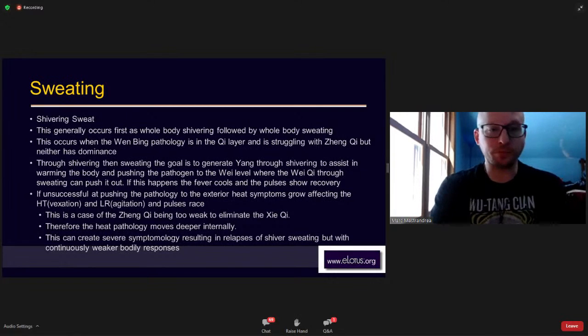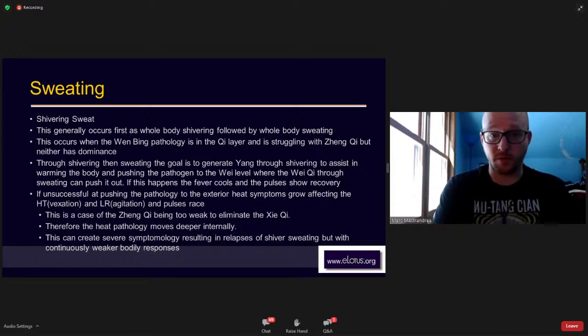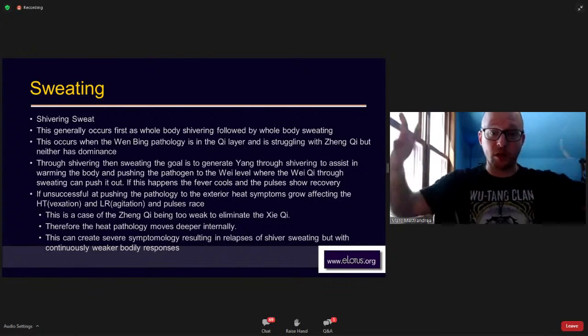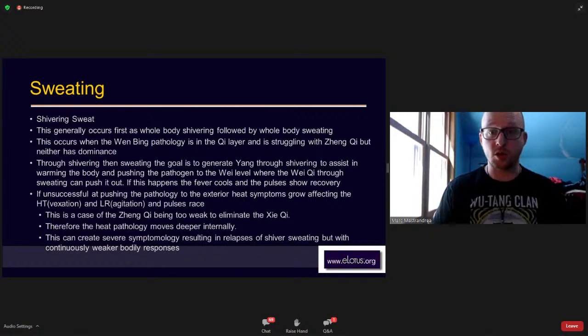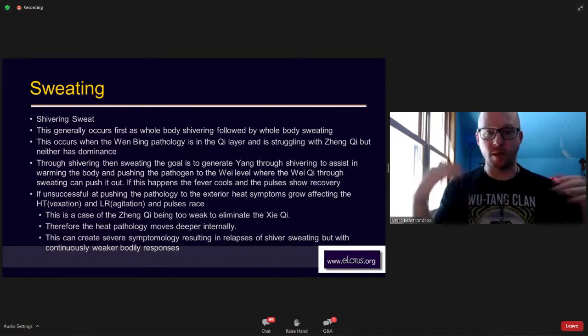So, shivering sweat. What generally occurs first is the whole body begins to shiver. You feel chills, and then it's followed by heat and sweating that comes out underneath it, right? This normally happens when the pathology is in the qi layer. So this pathology is struggling with the zheng qi, but neither of them is winning.